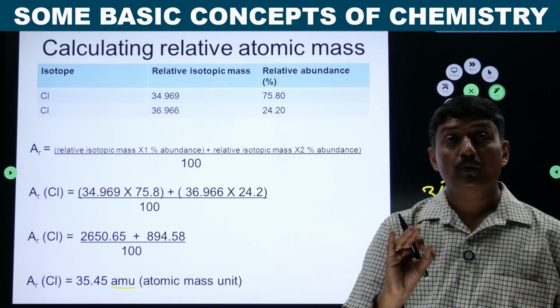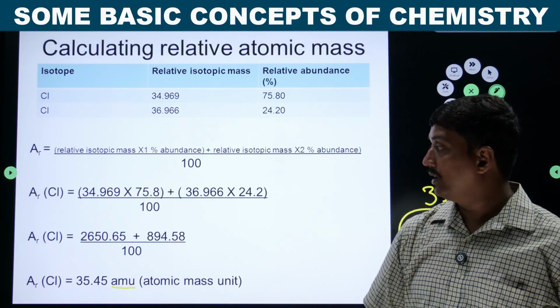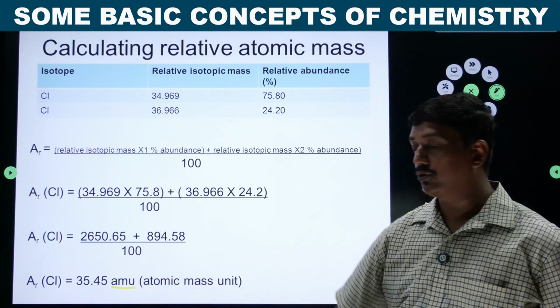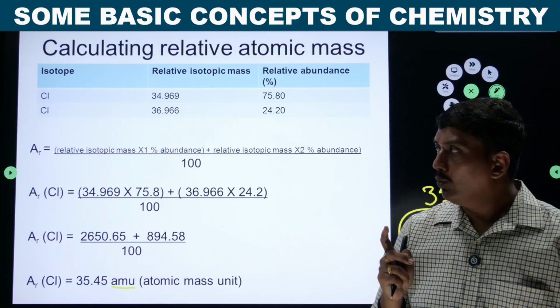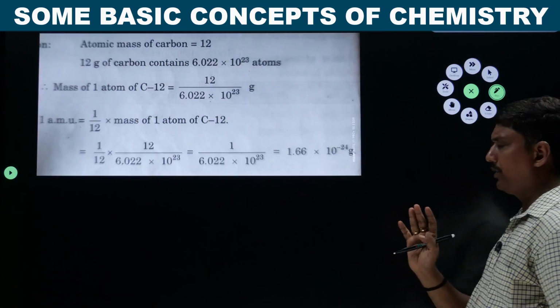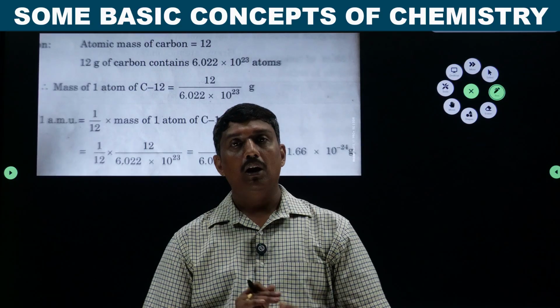If the mass of an atom is expressed in terms of gram, it is called gram atomic mass. Apart from this, we have another unit to express the mass, that is atomic mass unit. It is nothing but AMU. What is the meaning of atomic mass unit? It's a different topic and very important. Listen carefully.